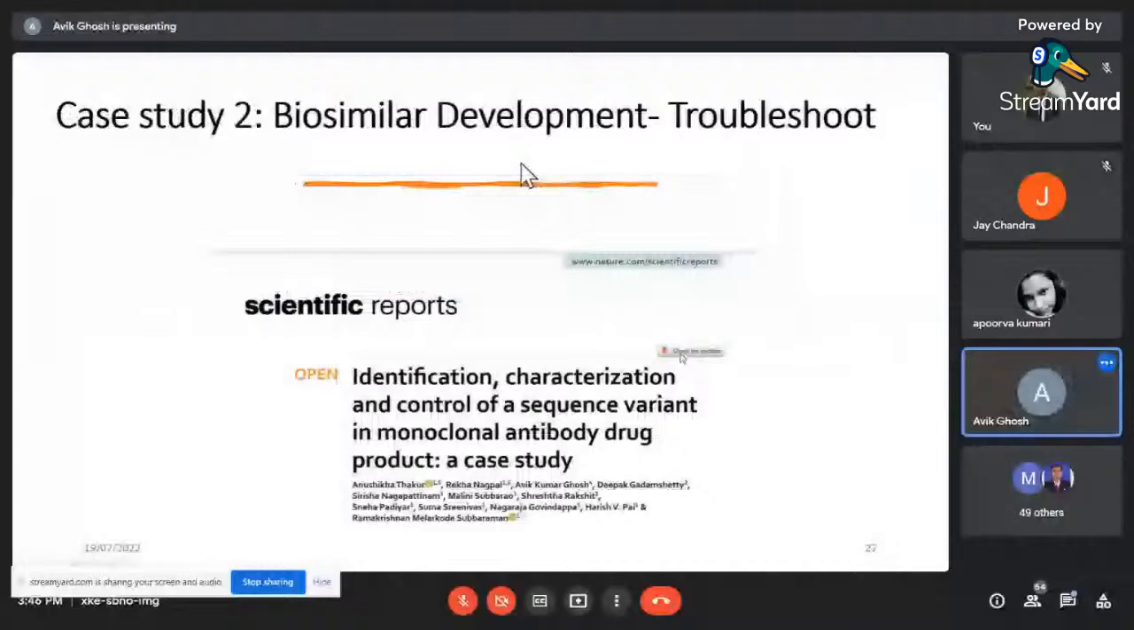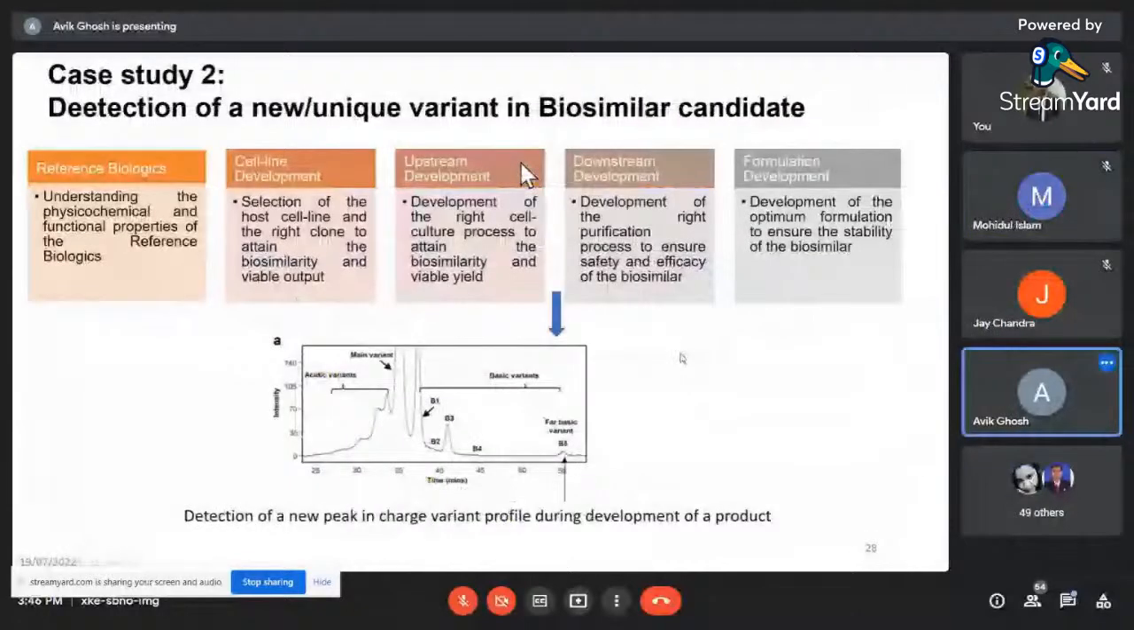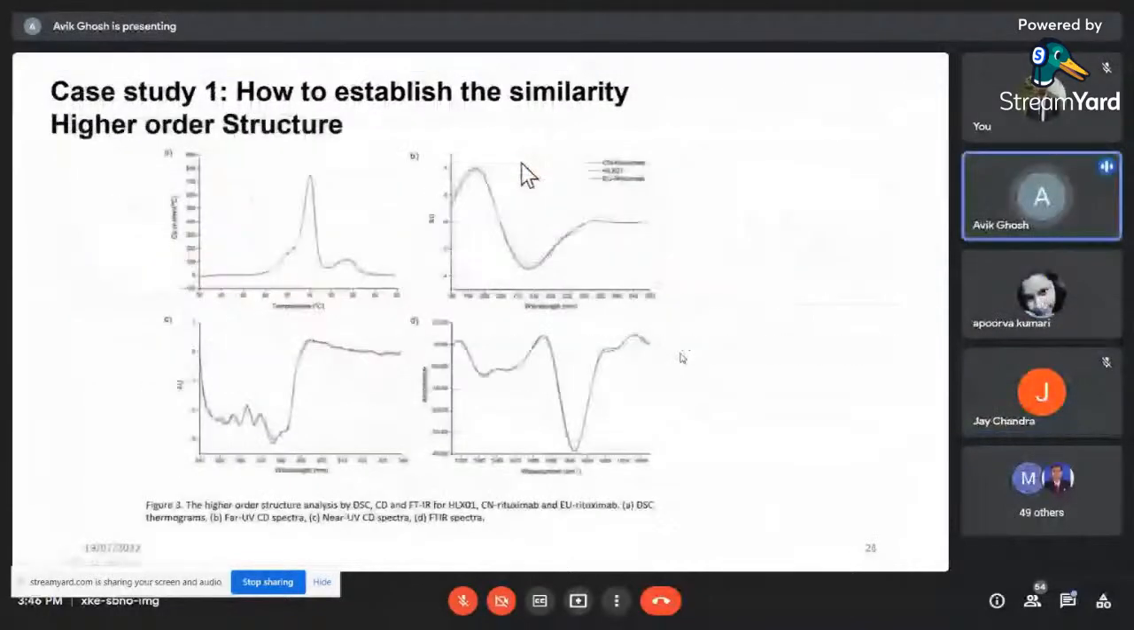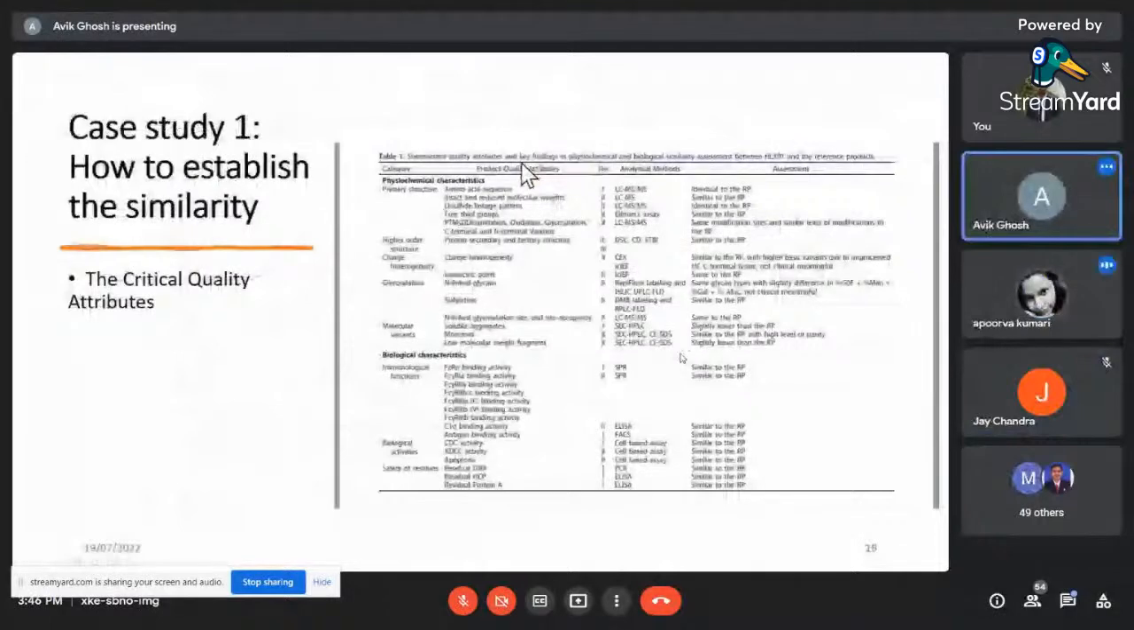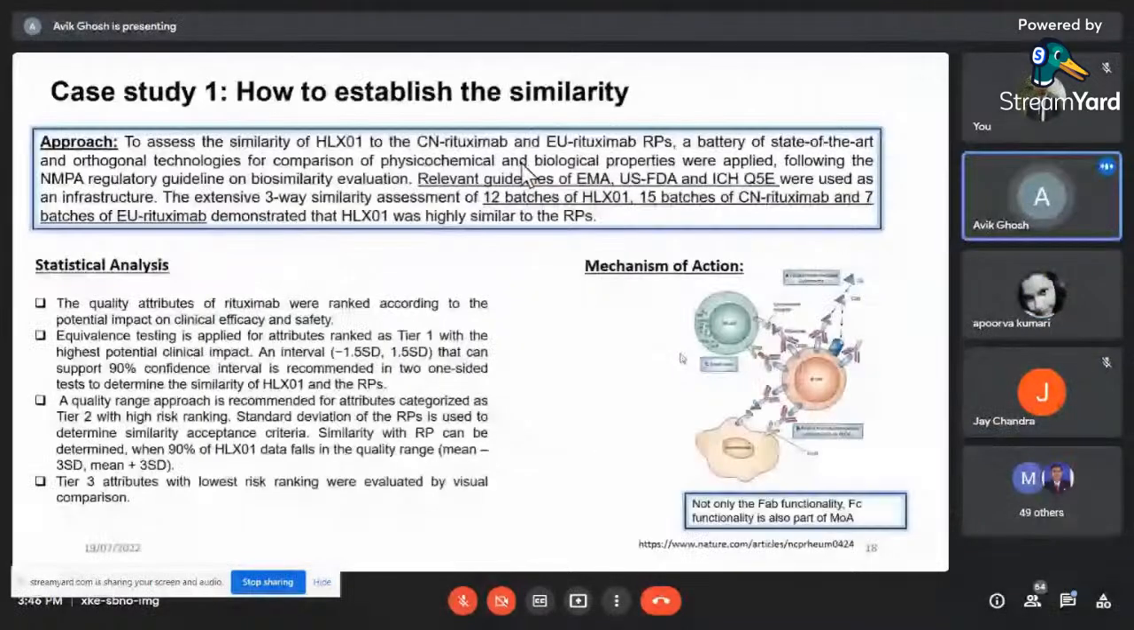Okay, we'll go to the case study one first, and then if time is there, we'll go to the second, because otherwise it would be difficult to understand.